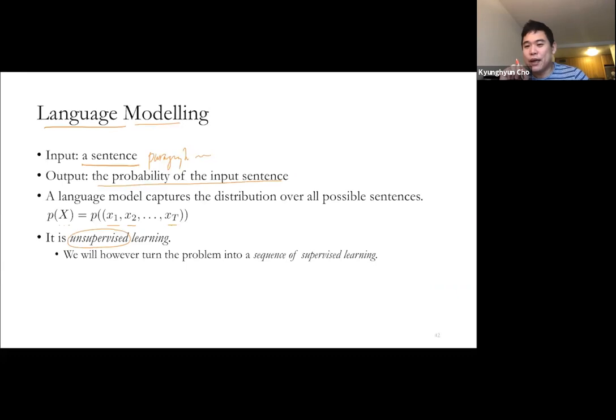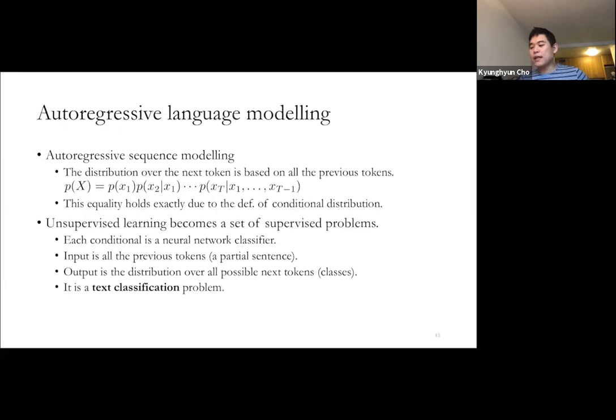However, I don't know if you have noticed, unsupervised learning is very, very difficult. And language modeling, which is unsupervised learning, is not an exception. We somehow need to turn this problem into a sequence of supervised learning problems in order to solve it efficiently and effectively. And how we are going to do that is to rely on a paradigm called the autoregressive paradigm.